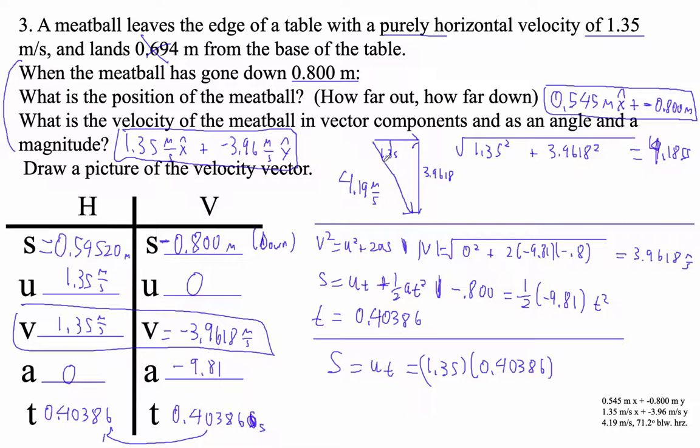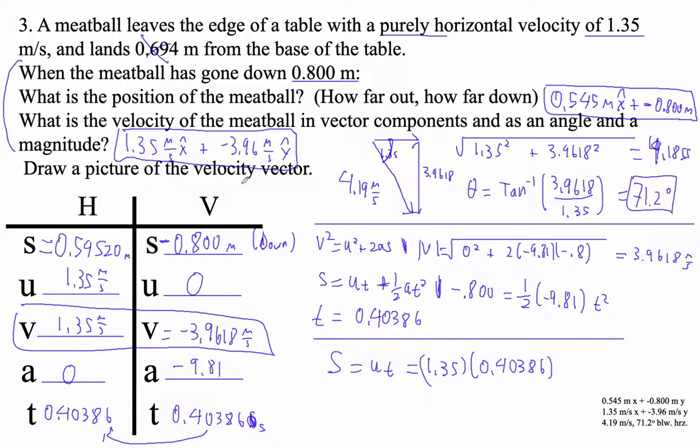And then we've got to find this angle here. That angle is going to be tan minus 1 of 3.9618 over 1.35. Second tan of that divided by that gives 71.2 degrees.